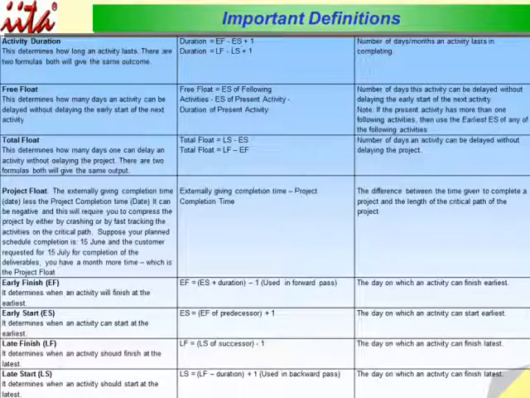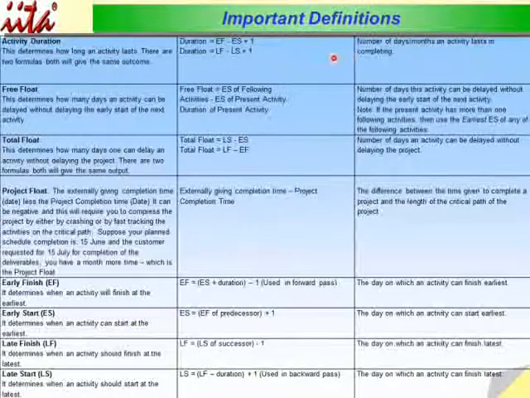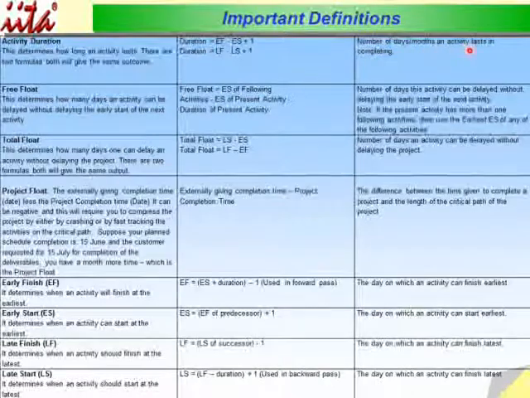We're going to learn some definitions that are key. First one is activity duration. This determines how long an activity lasts. There are 2 formulas, both will give the same outcome. Duration is equal to early finish minus early start plus 1, or duration is equal to late finish minus late start plus 1. Definition: number of days or months an activity lasts in completing.